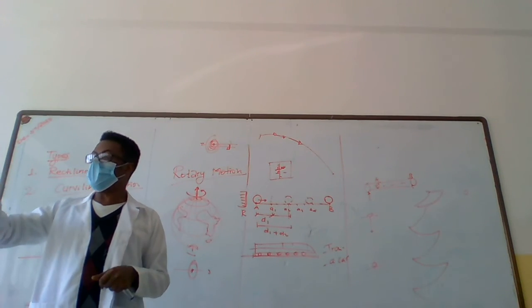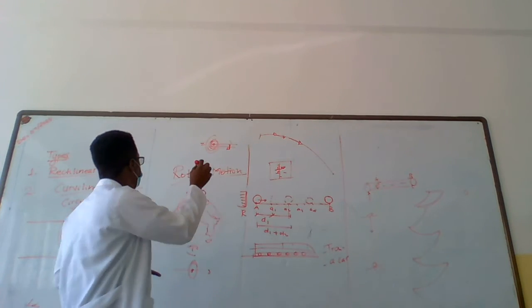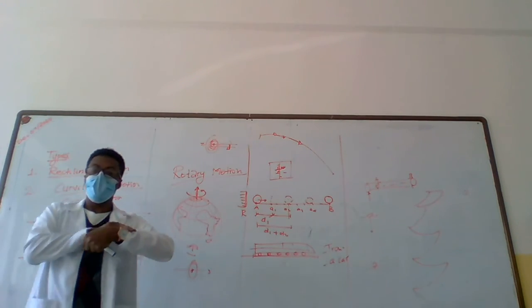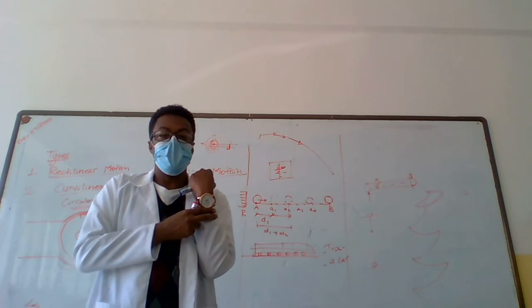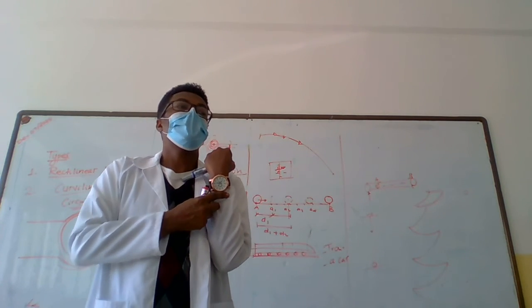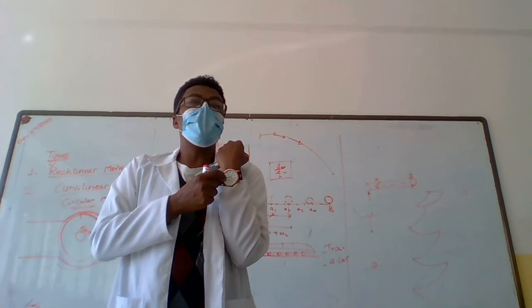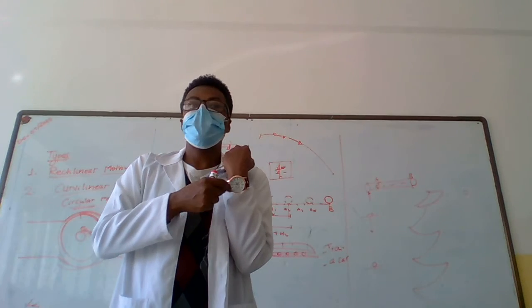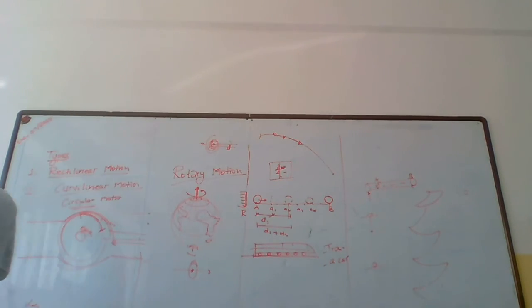Nice. Okay, another example can be a watch. You know the analog watch. Because the minute hand or the second hand is moving on a fixed axis. Because of this, it is called rotary motion. Okay.